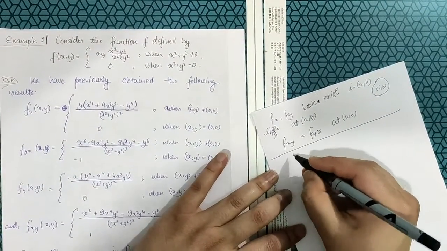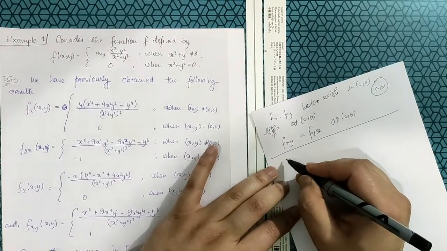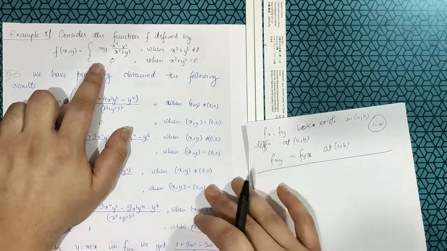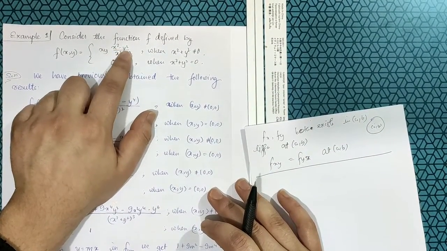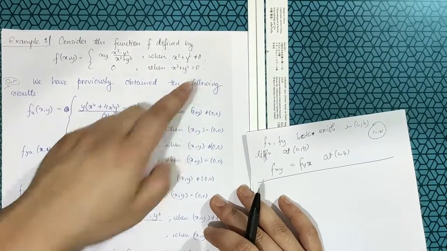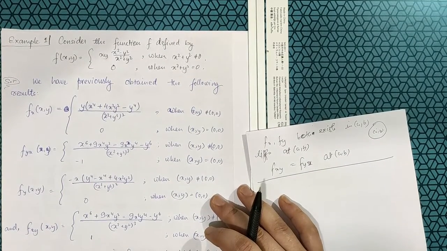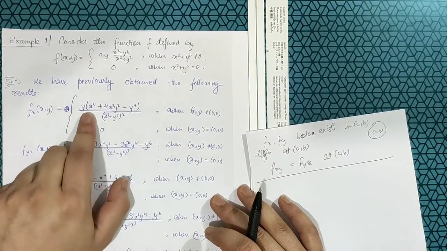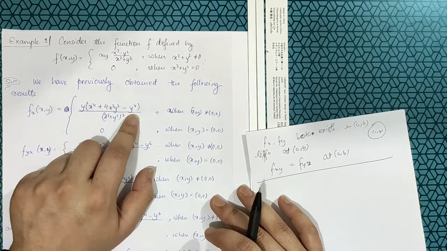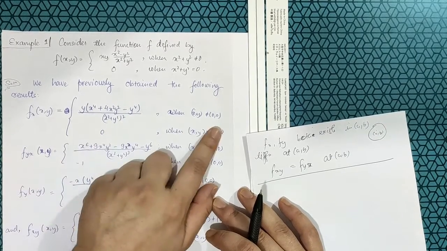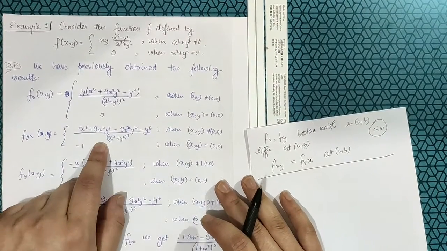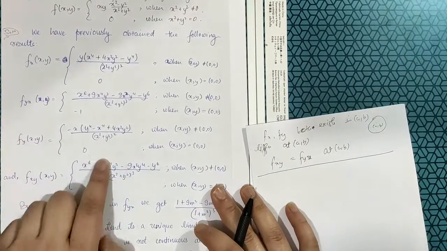So again we have the popular example that we had done previously. Here f(x,y) is equal to (x² − y²) divided by (x² + y²) when x² + y² is not equal to 0, and 0 when x² + y² is equal to 0. Previously we had obtained f_x at (x,y), and we found all this.